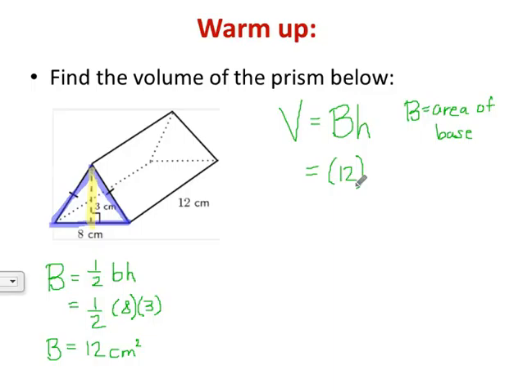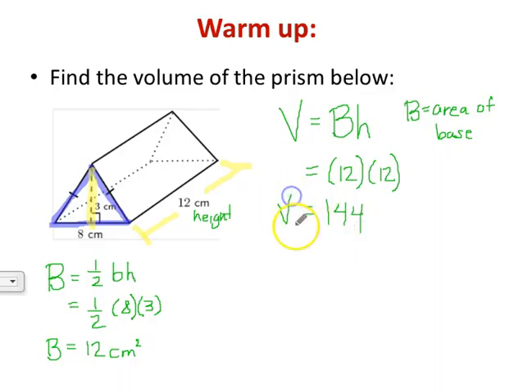And what is the height of our prism? Remember, the height is going to be the length between your two bases. That's the height. It's the length between your two bases. So our height is going to be 12 centimeters. So 12 times 12 is 144.